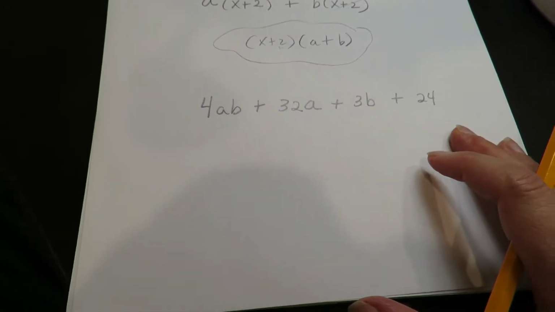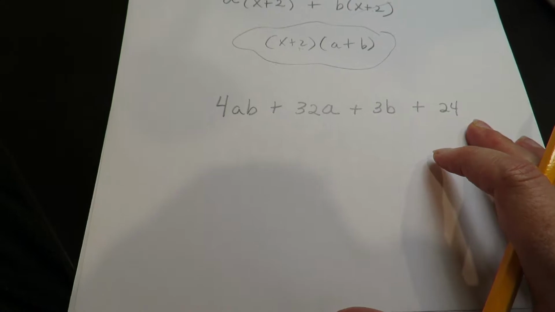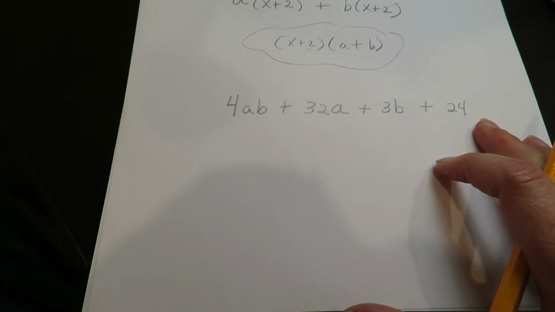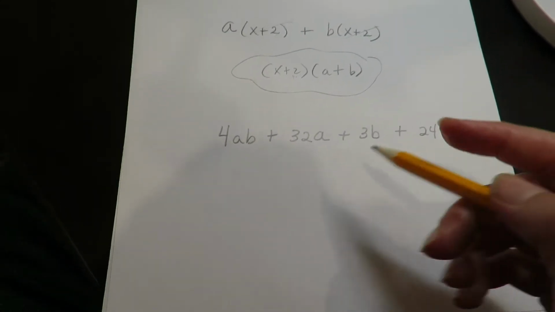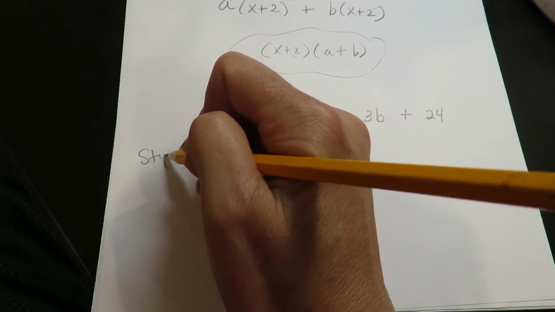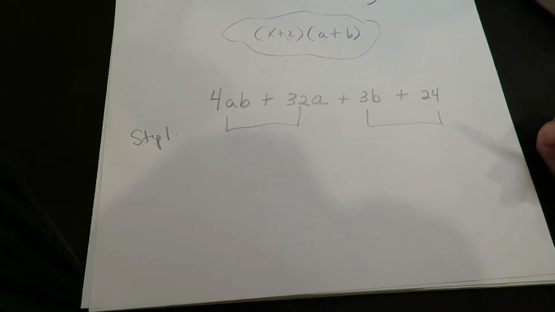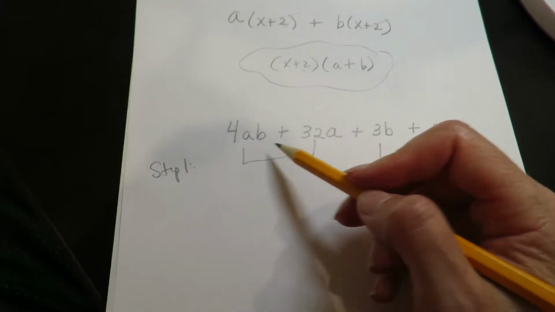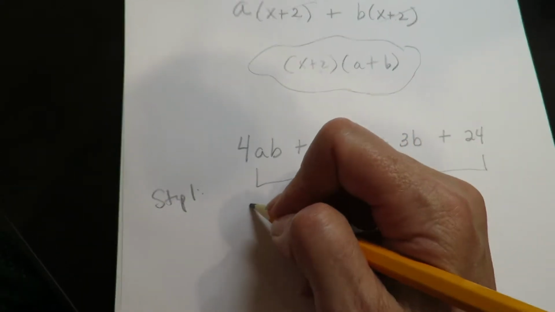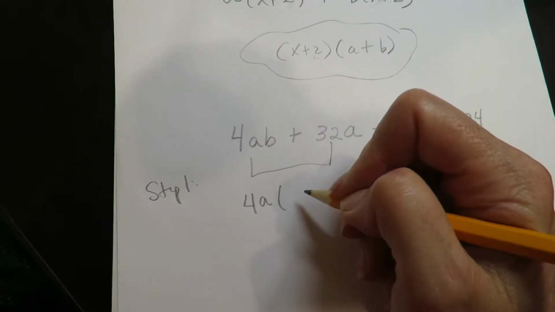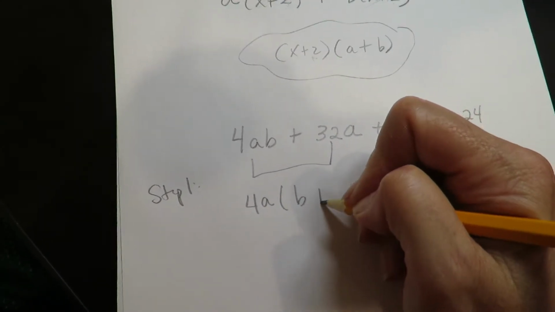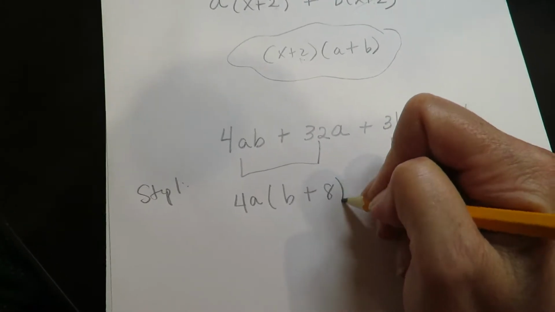Okay, so this is the full problem for factor by grouping. I won't overkill this because you guys will pick this up quickly. So you have 4 terms. Step 1 is to put the front 2 together and the back 2 together. You take out what's common from the front 2. In our case, it's 4a. You're left with b plus 8.